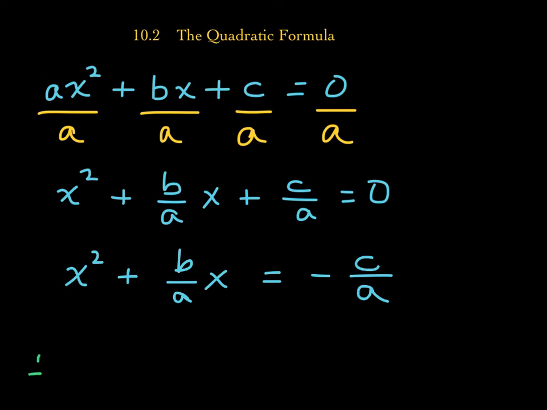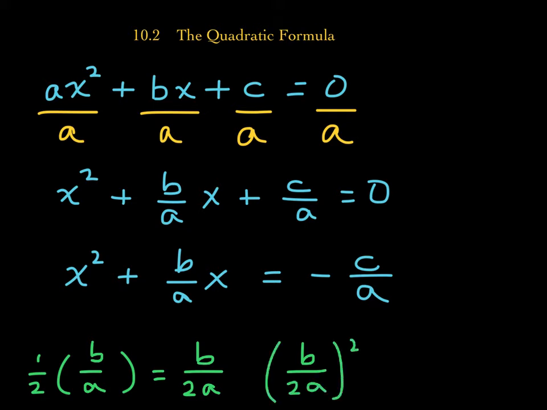We take half of the coefficient of the first degree term. Remember, this is the first degree term, and the coefficient is b over a. So I'm taking half of b over a. Don't forget how you multiply fractions. You multiply straight across. So it's 1 times b over 2 times a. Now what we need to do to this number is square it. This gives us b squared, be careful here to square the numerator and the denominator, over 4a squared. This is the square that you're adding to both sides of your equation.